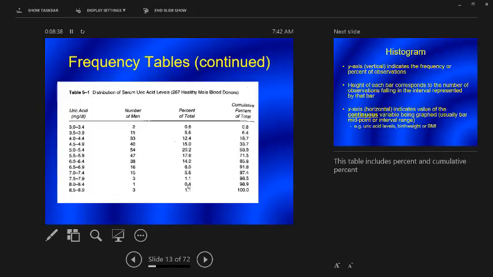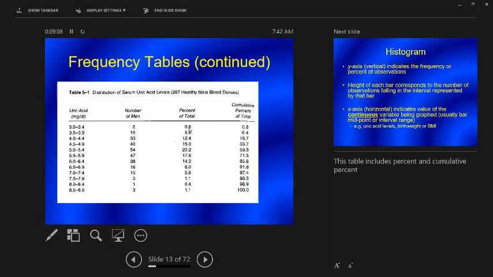Okay, now here's another example. This is serum uric acid levels of 267 male blood donors. We can see the lowest interval is 3 to 3.4 milligrams per deciliter, and 2 men fell in that interval. That's 0.8%. If you just divide 2 by 267, you'll get 0.8%. And then there were 15 that fell in the interval of 3.5 to 3.9 milligrams per deciliter. That's 5.6% of the men in the sample.